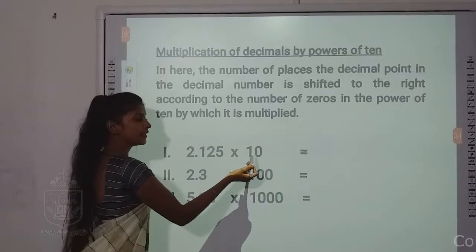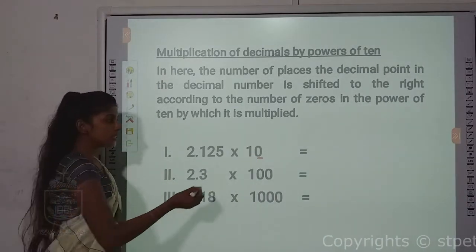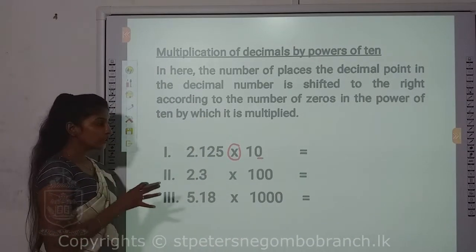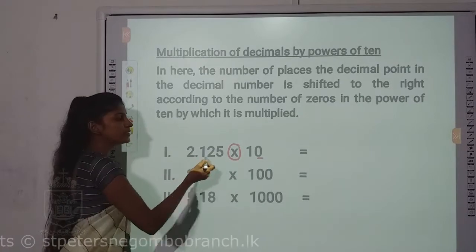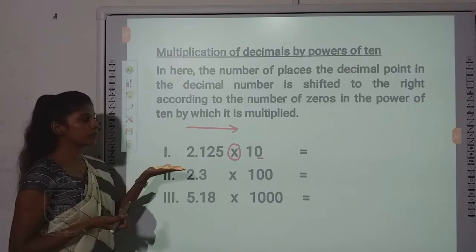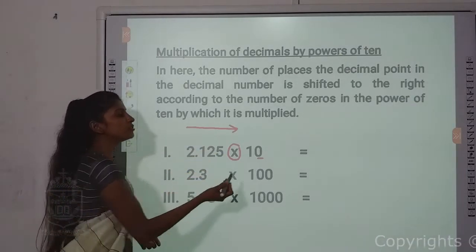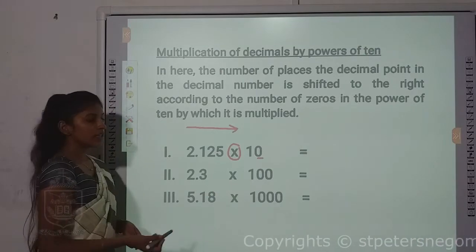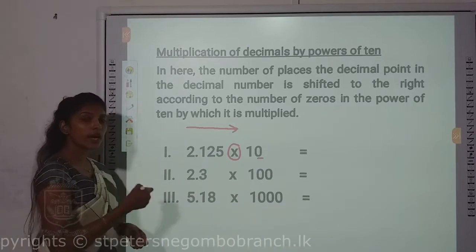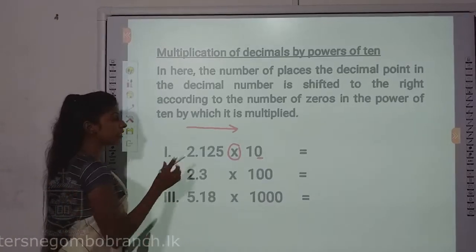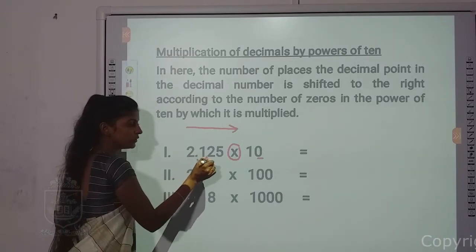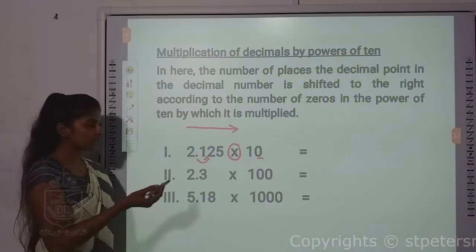So this is 10, 1, 0. Since it is multiplication, you have to move the decimal point to the right side, according to the number of zeros in the power of 10. So 1, 0 means you have to move the decimal point 1 place from the initial point. So what will happen? The decimal point will come next to 1.